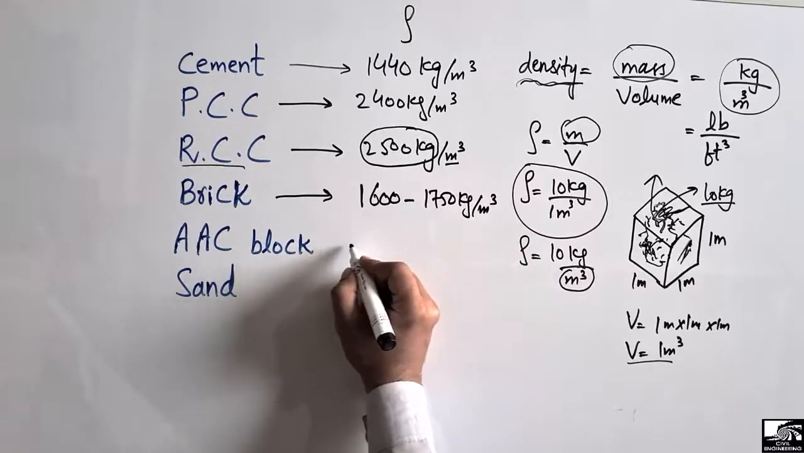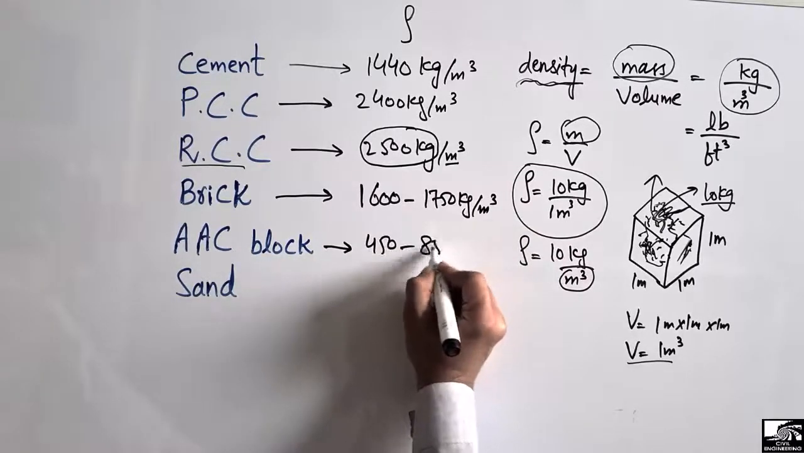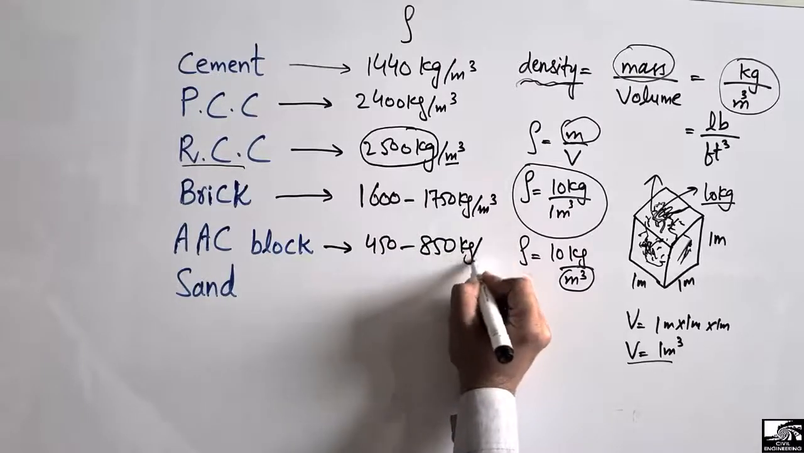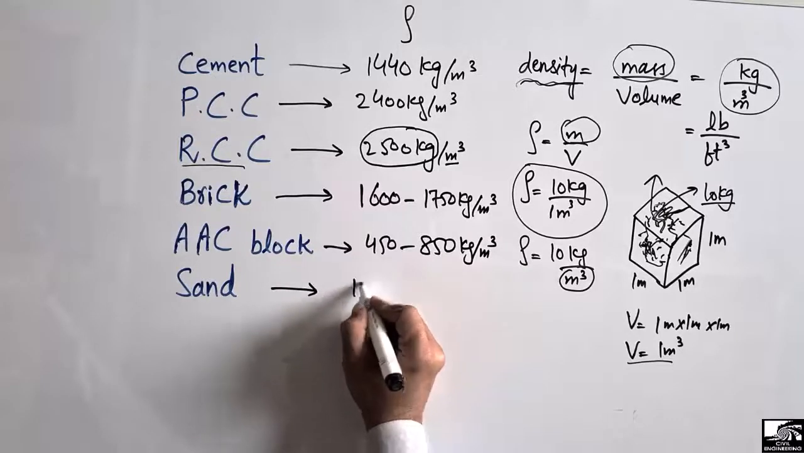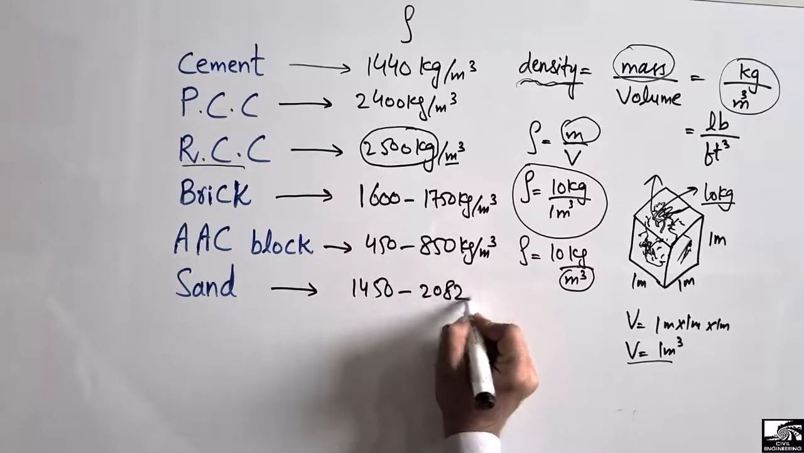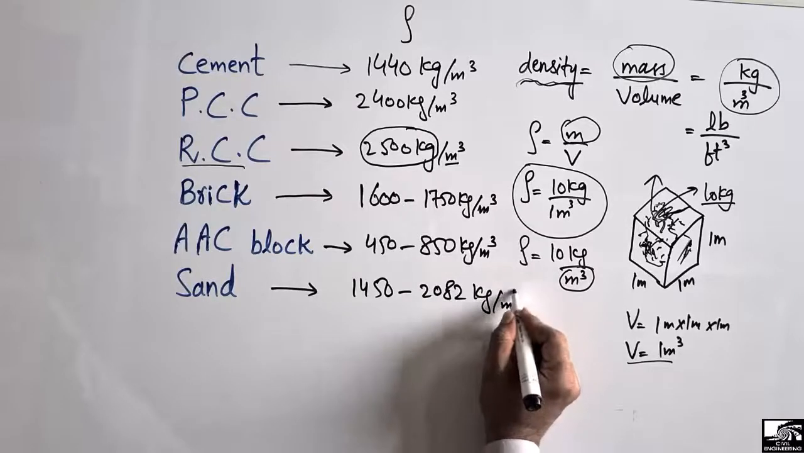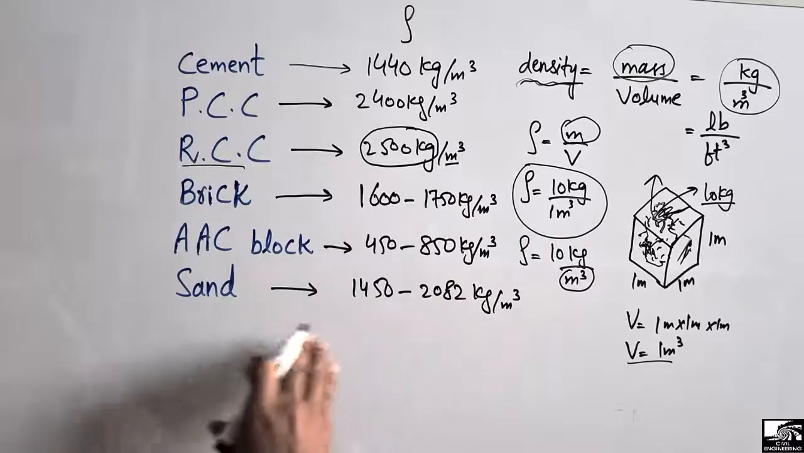The AAC block has a density of 450 to 850 kilogram per cubic meter. The sand has a density of 1450 to 2082 kilogram per cubic meter. So these are the general densities of these materials.